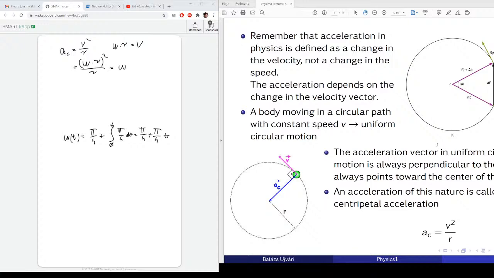Let's say the radius is 1 meter, and let's look at the body. If it moves like this, the omega at t equal 0 is pi over 4, so the centripetal acceleration is pi over 4 squared times 1, which is, well, it's 0.6, a small value. Let me double check.